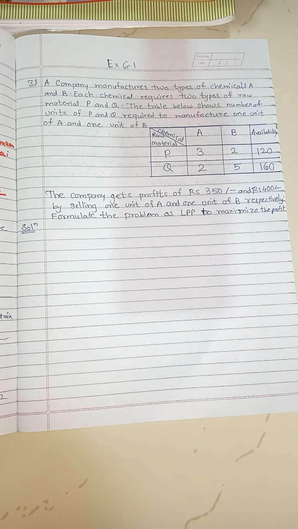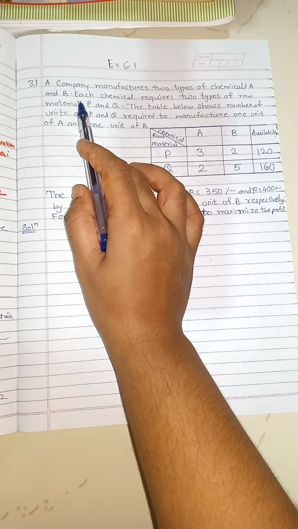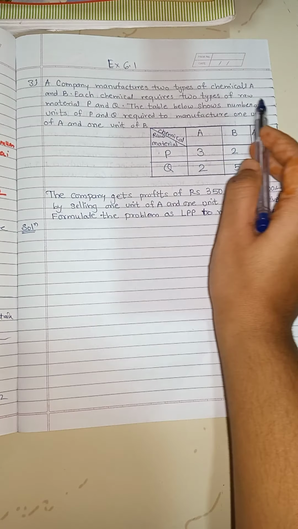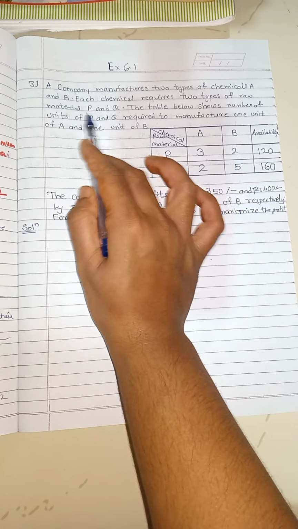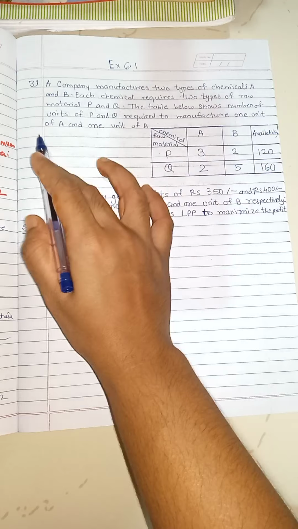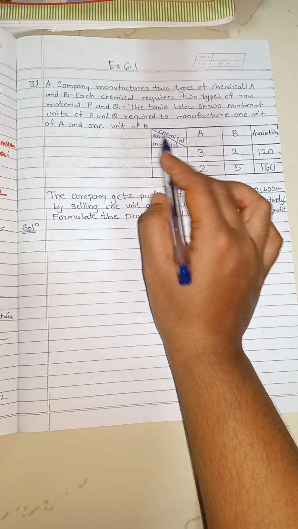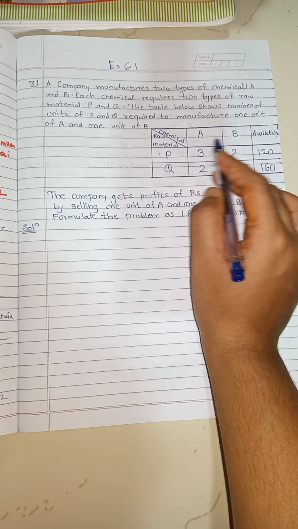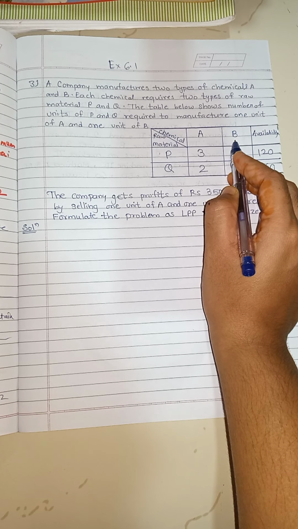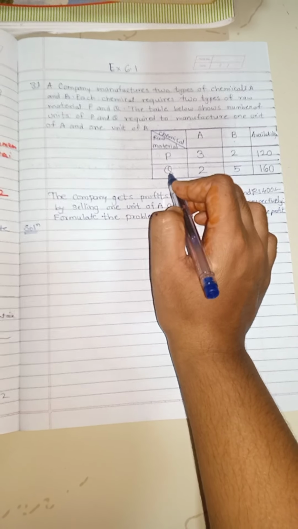The question is: a company manufactures two types of chemical, A and B. Each chemical requires two types of raw material, P and Q. The table below shows the number of units of P and Q required to manufacture 1 unit of A and 1 unit of B. Chemical and raw material are given, chemical A and chemical B are given, and availability is given for raw materials P and Q.